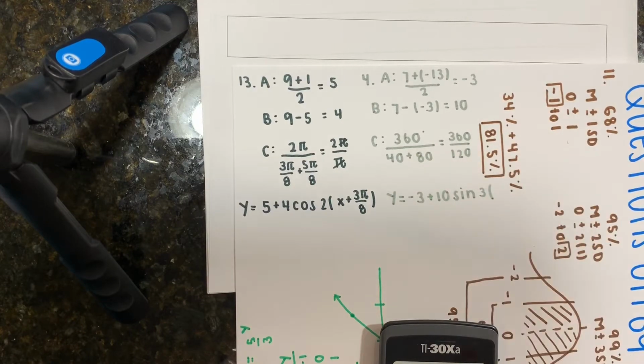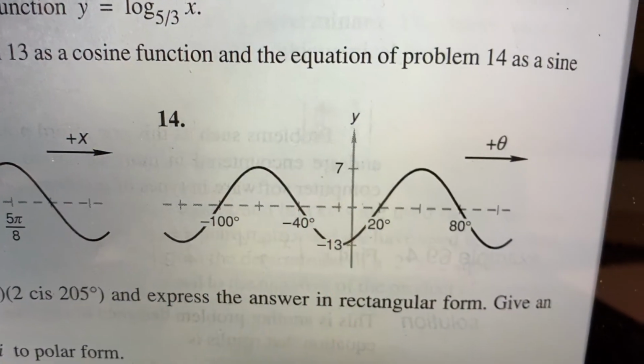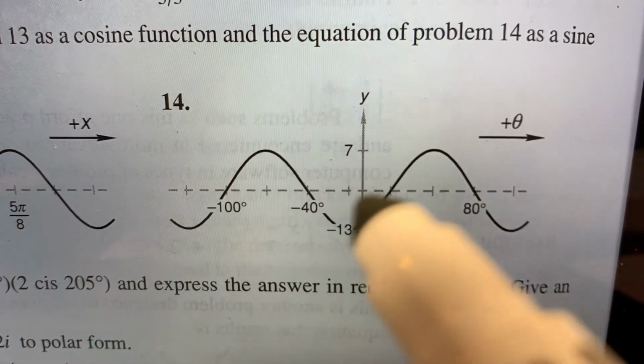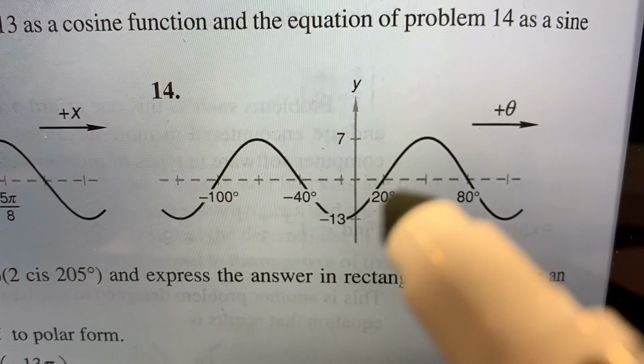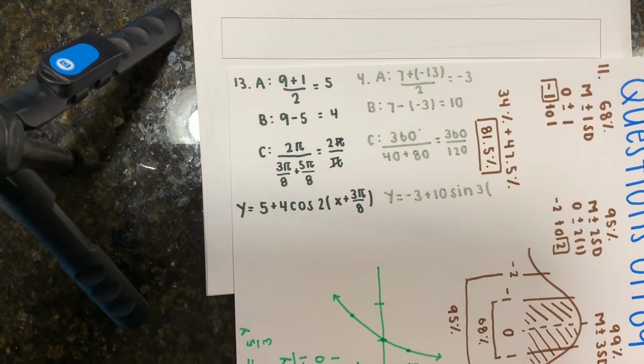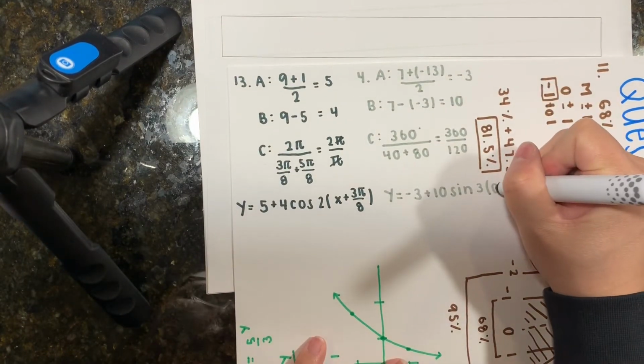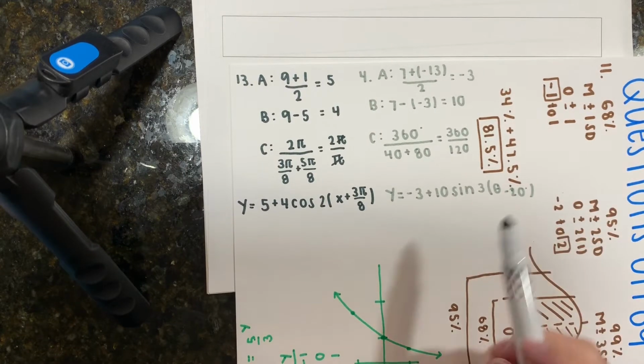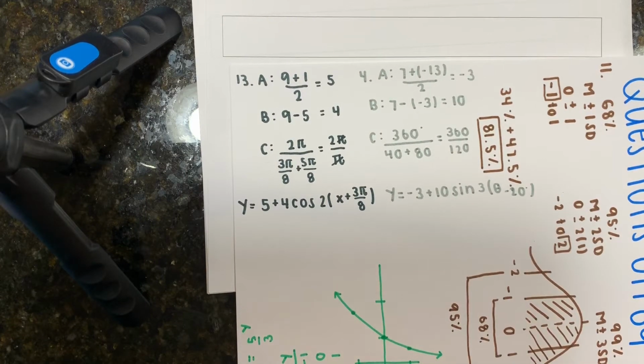And then my phase shift, well, currently it's sloping up through 20 degrees. So I would want to shift this whole thing to the left 20 degrees. I would need to move this over 20 degrees to the left. So that would mean that my phase shift would be theta minus 20 degrees. Sorry, that kind of got messed up, but this is my final equation.